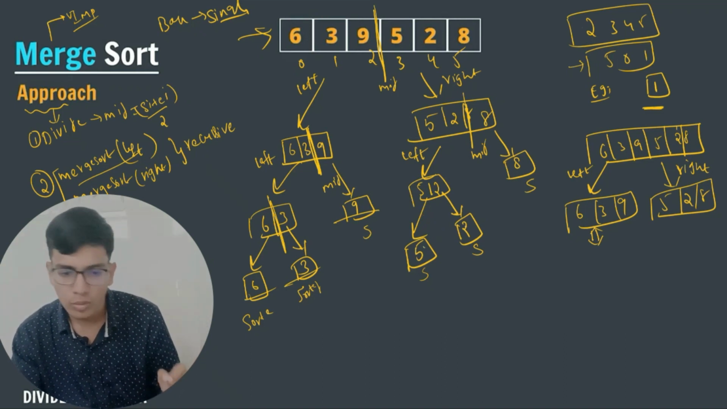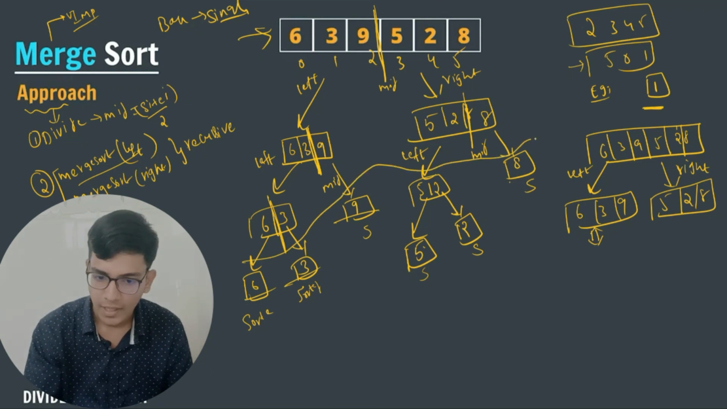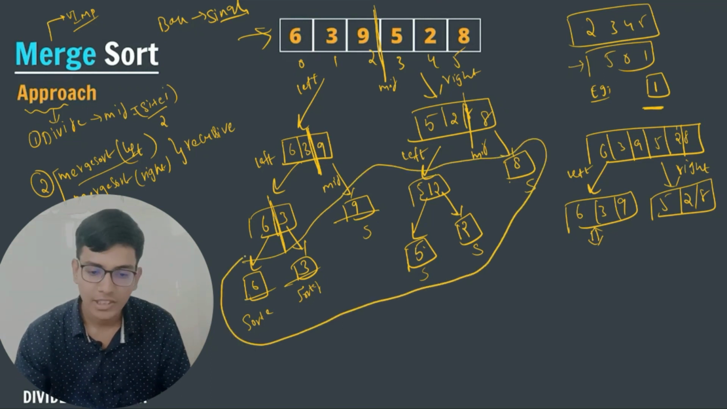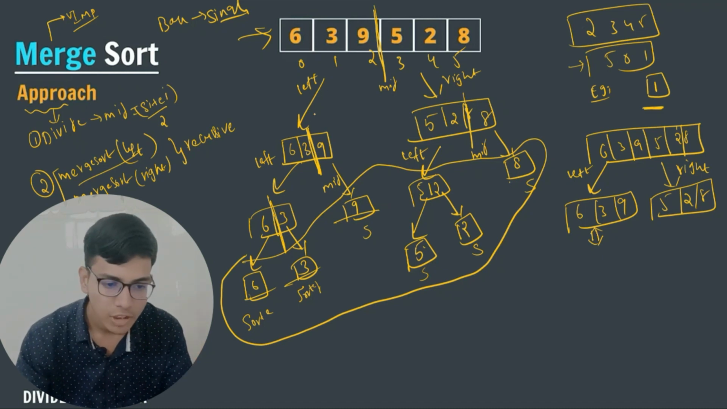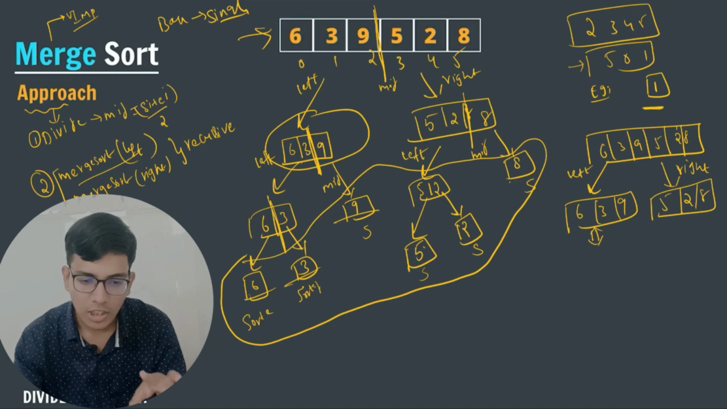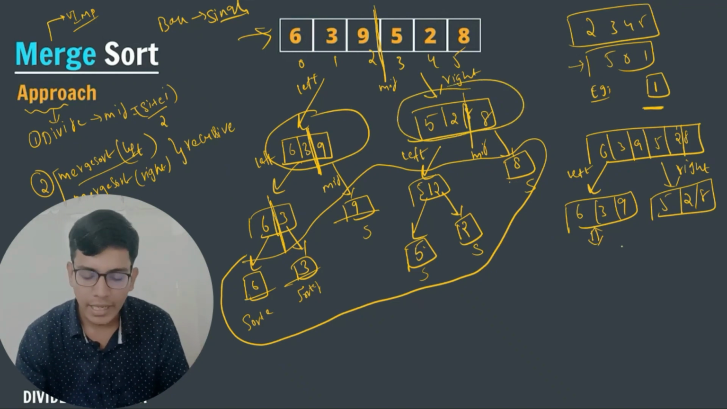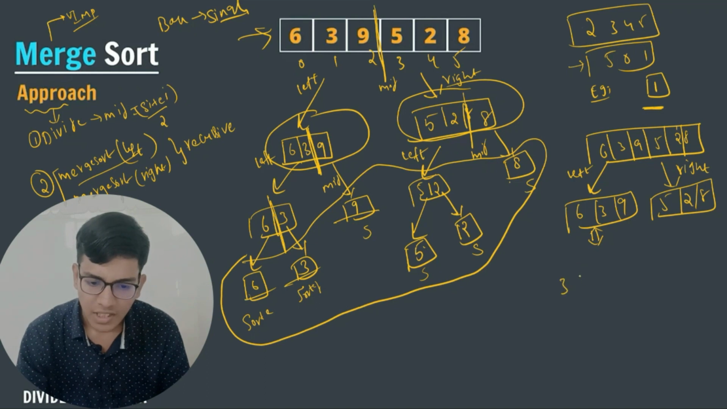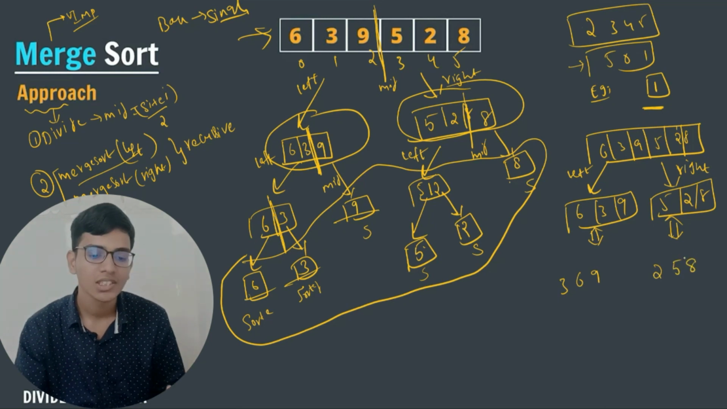After that, 5 2 8. So these are the sorted elements themselves. Merge sort left will sort the left part, and after that merge sort right will sort the right part of my given array. So here the elements will become 3 6 9, and here the elements will become 2 5 8. So this is my second step.